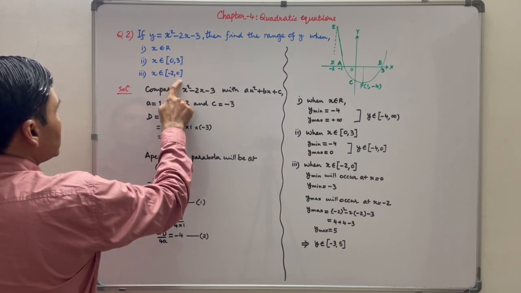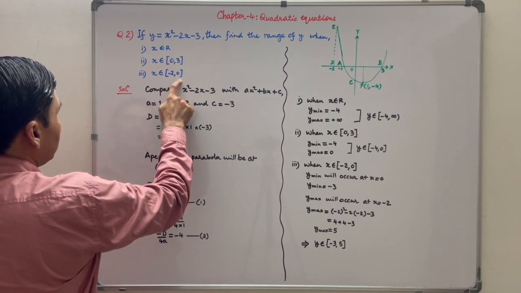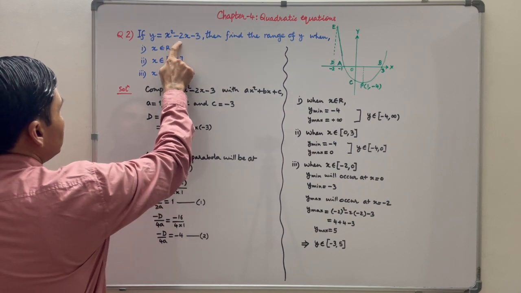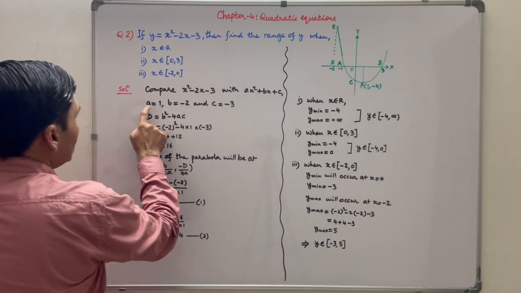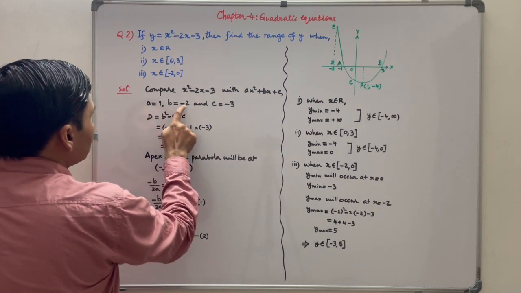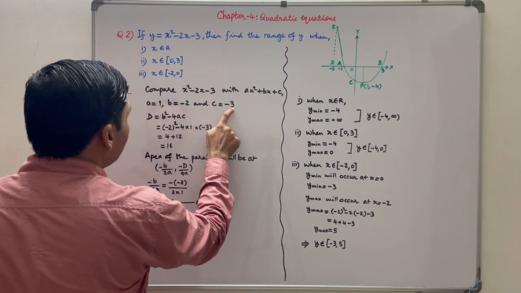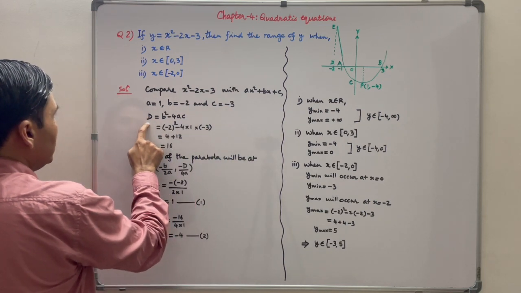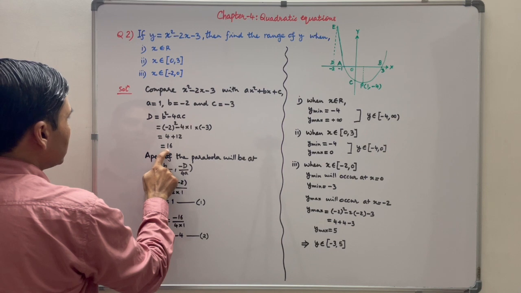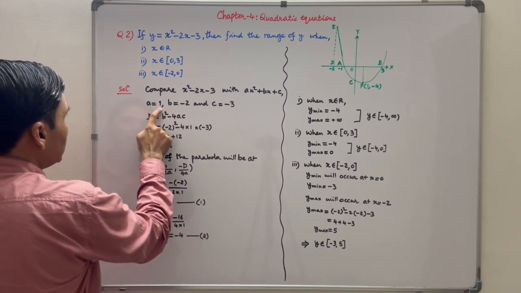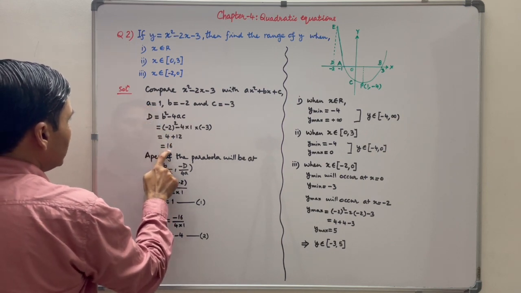We can solve this question easily by drawing the graph. First, compare the given expression with ax² + bx + c. So a is equal to 1, b is equal to -2, and c is equal to -3. Discriminant D is equal to b² - 4ac, and that is equal to 16. Here a is greater than 0 and D is also greater than 0.